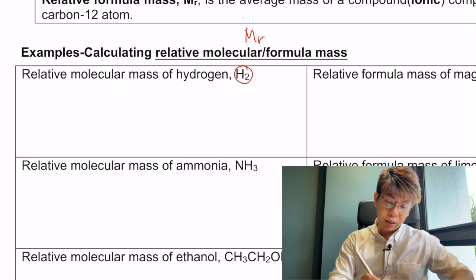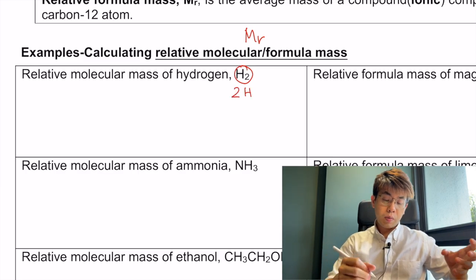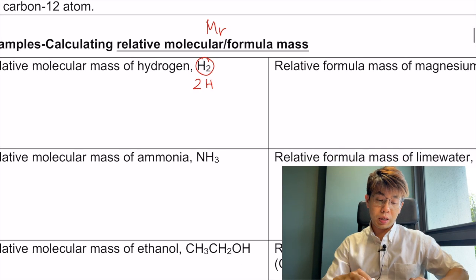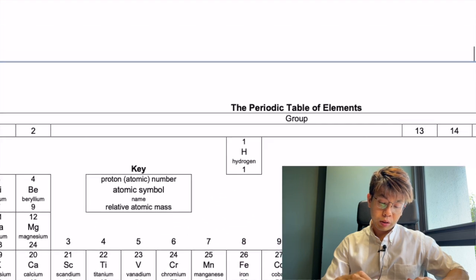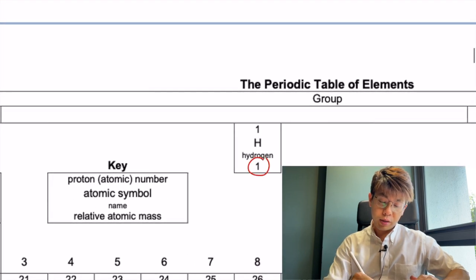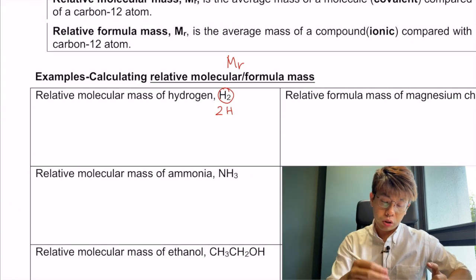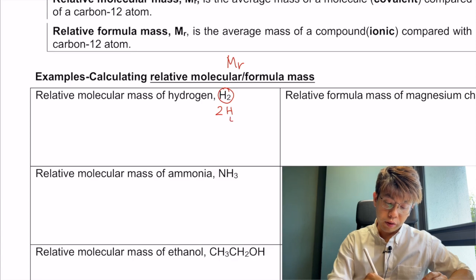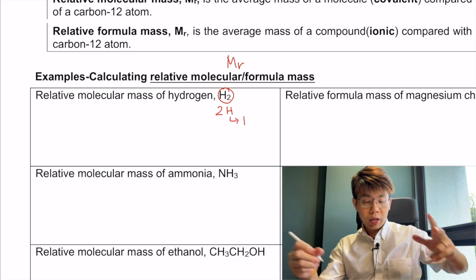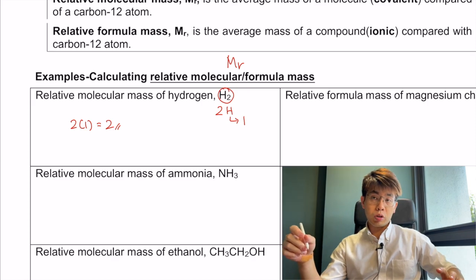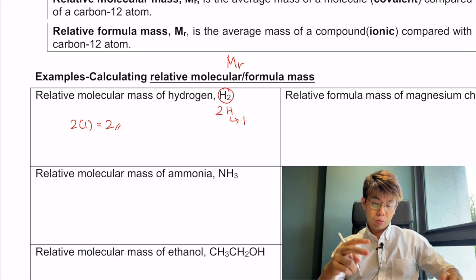First we must understand that H2 means that there are two H atoms. So one H atom, what is the mass? We need to find first from the periodic table. You find your periodic table and you see that the relative atomic mass is given as 1. So if 1 H has a mass of 1, then 2 H would therefore be 2 times 1 equals 2. So the relative molecular mass of hydrogen, H2, is 2.